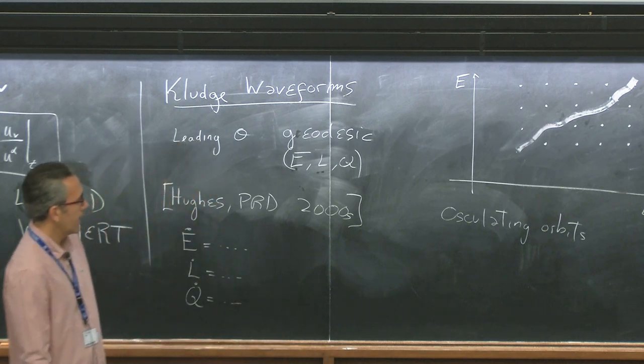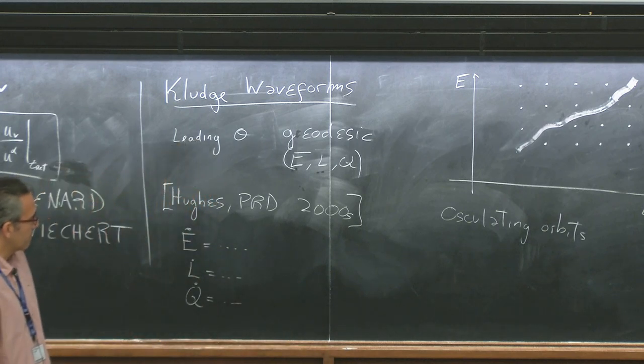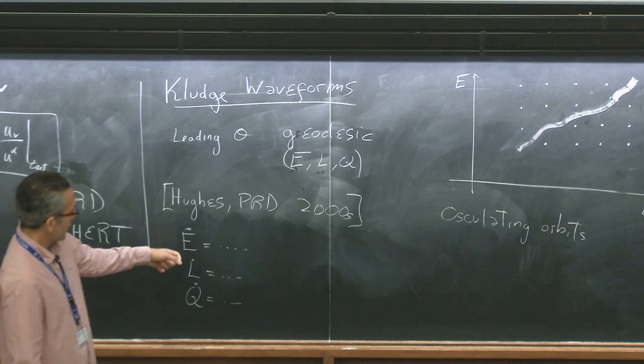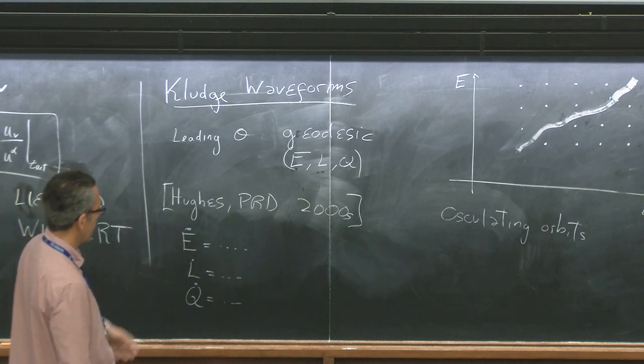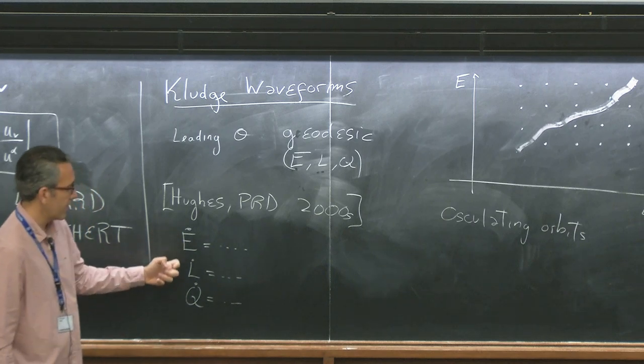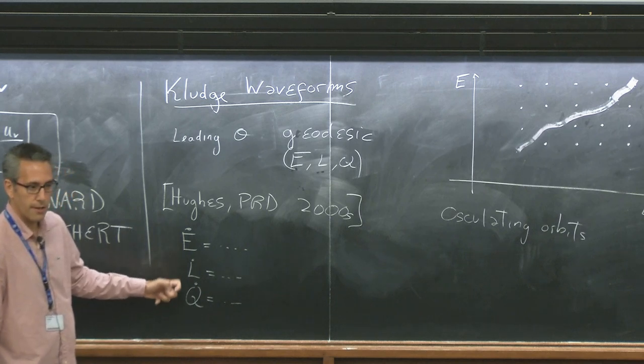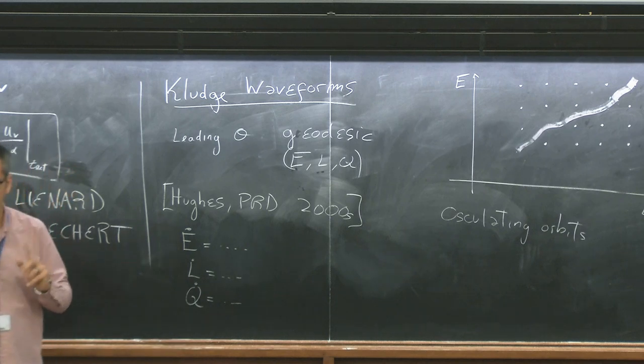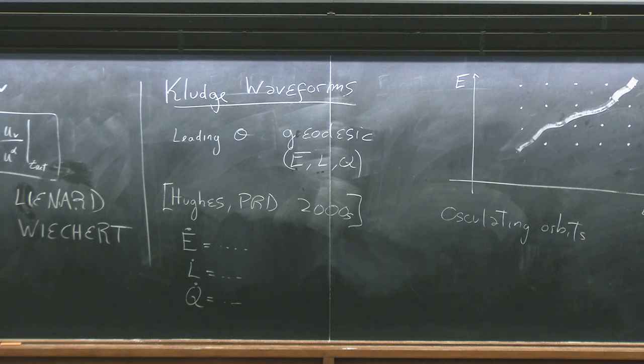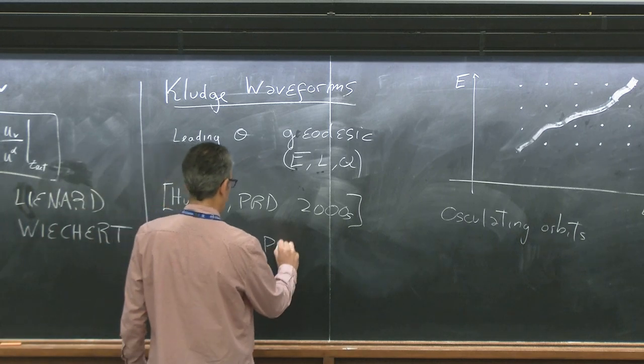Okay? And there's a couple of ways in which you can do that. One way is by saying, I'm going to use the post-Newtonian expressions for E dot, L dot, and Q dot. So expressions that are only valid in the small velocity limit. Again, totally wrong because the geodesics are not necessarily slowly moving, but you can certainly do it and see what happens. So one option is you can do PN.